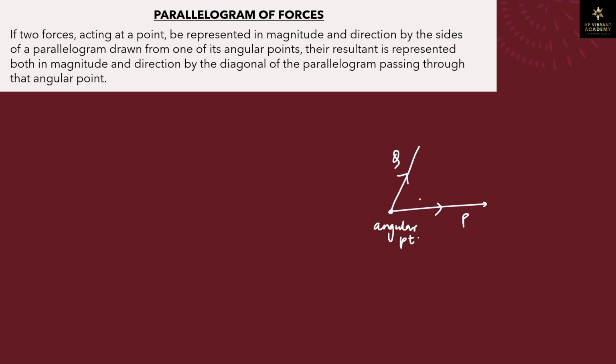If two forces acting at a point are represented in magnitude and direction by two sides of a parallelogram, let us complete the parallelogram. This is Q. Let us draw a line parallel to Q, and a line parallel to P. Let us name these points: this is O, this is A, this is B, and this is C. So now we have the parallelogram OACB.